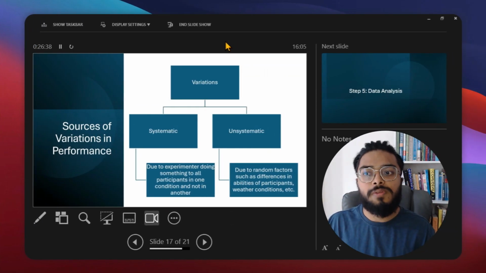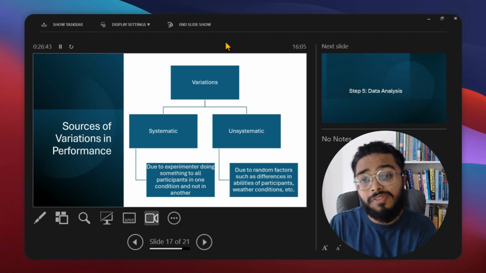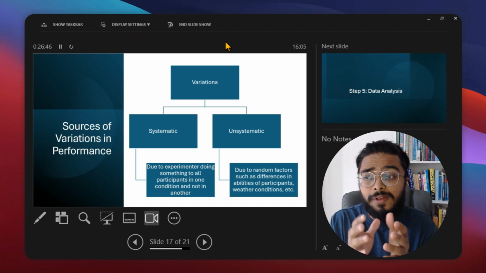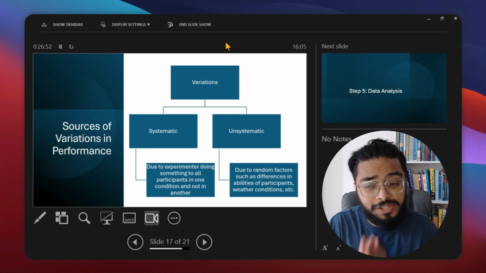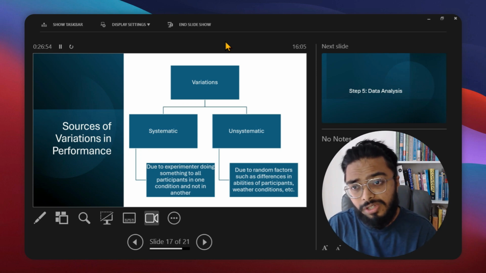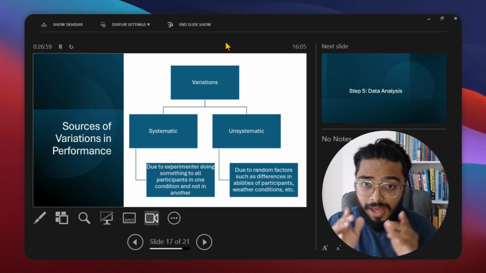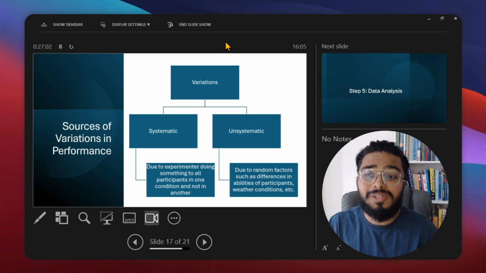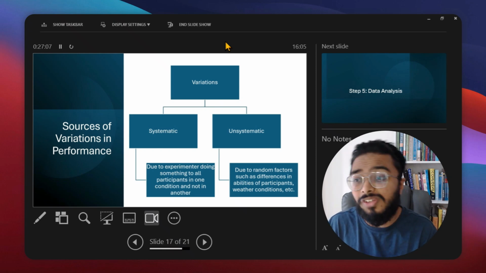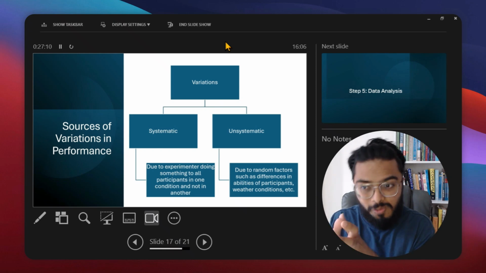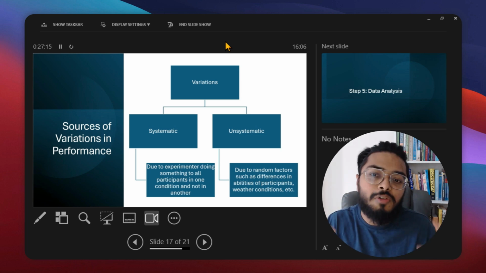And overall, when we have systematic variations and unsystematic variations, it's important for you as an experimenter to find out how much of the effect that you see in your study is systematic and how much of it is unsystematic. And to find out, you need statistics. So this is the reason you need to learn statistics, to be able to find out how much of the effect is systematic and how much is unsystematic.